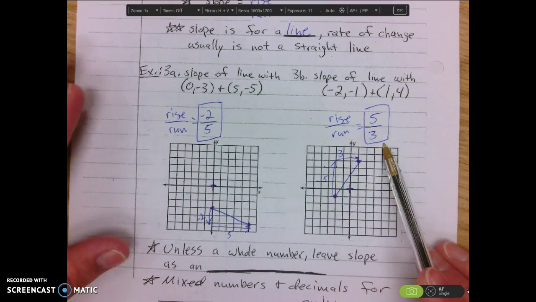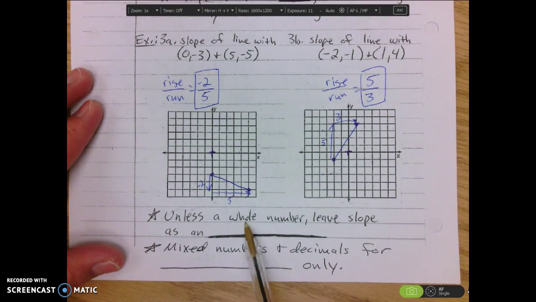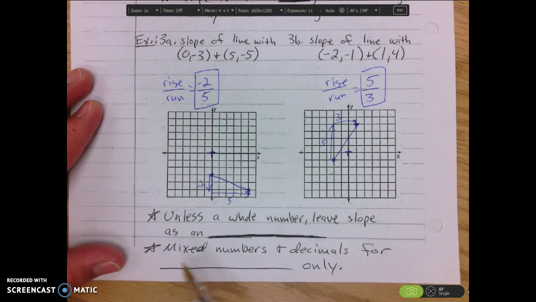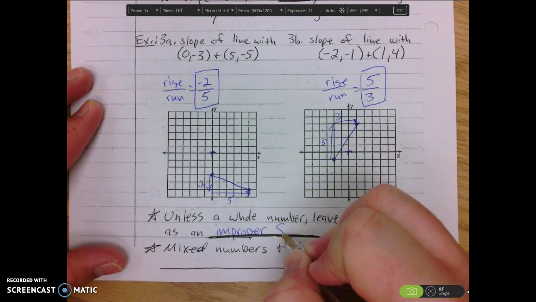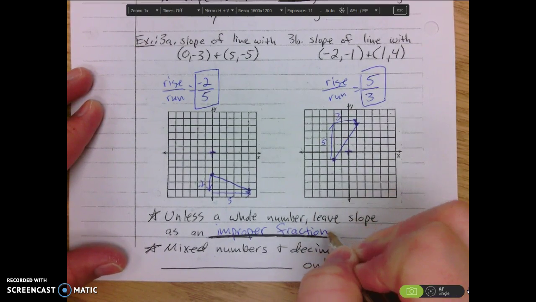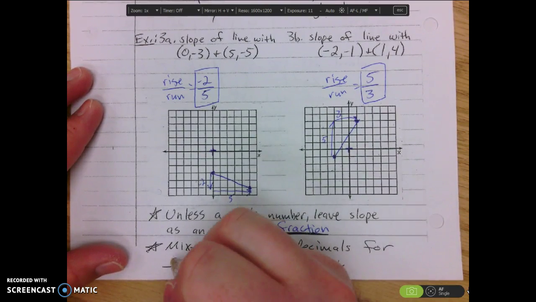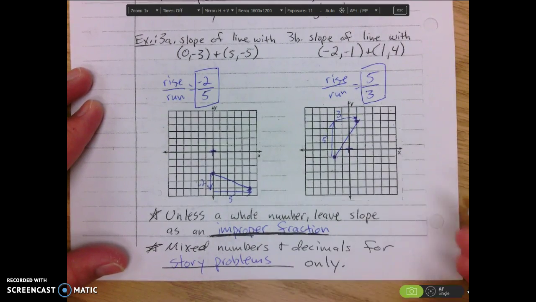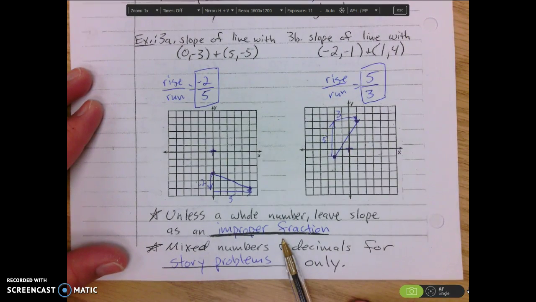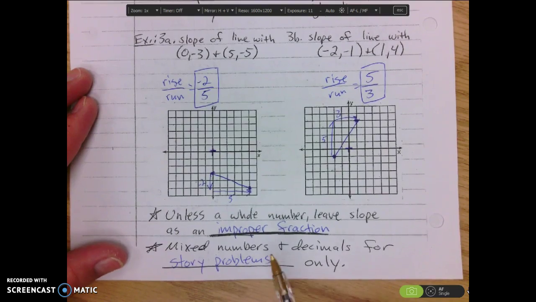By the way, we leave it like that. And that's what the bottom note here deals with. Unless it's a whole number. Unless you can divide it and make a whole number. Leave the slope as an improper fraction. Mixed numbers and decimals are for story problems only. For normal slope problems, you should always leave it as an improper fraction. And don't make it a mixed number, don't make it a decimal number. However, if it's a story problem, then you can do that.